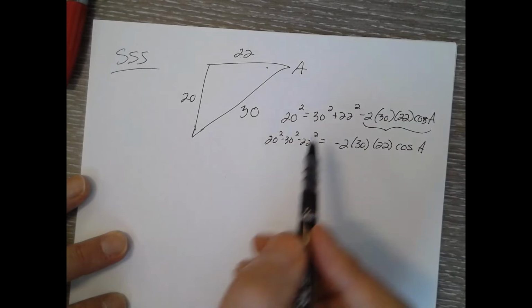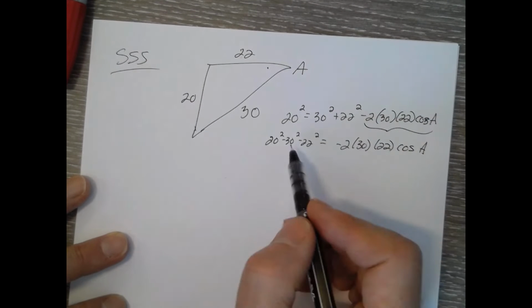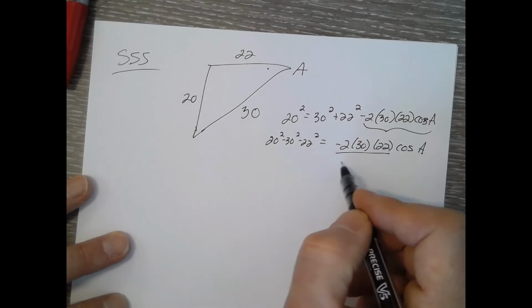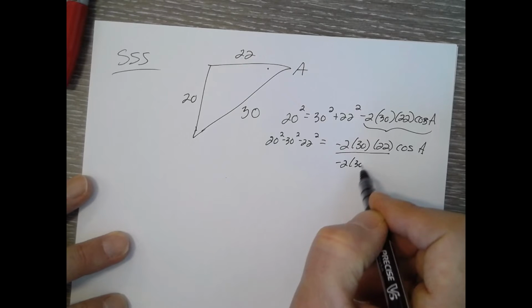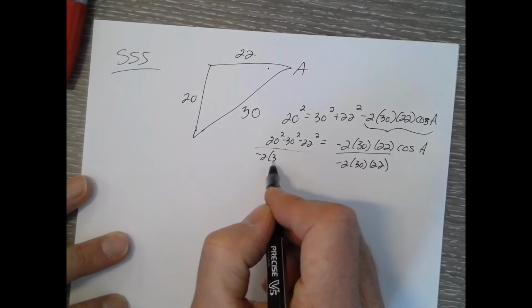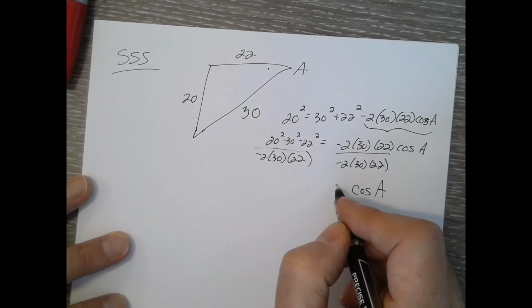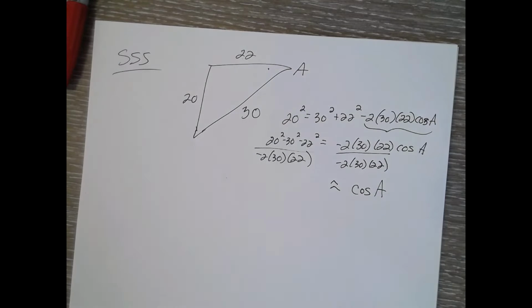We need to move those over to the other side. And then I would type that in, but make sure you divide by negative 2 times 30 times 22. And that's what cosine of A is equal to. I'll give you a second to do that.